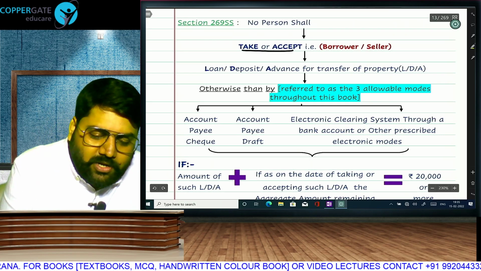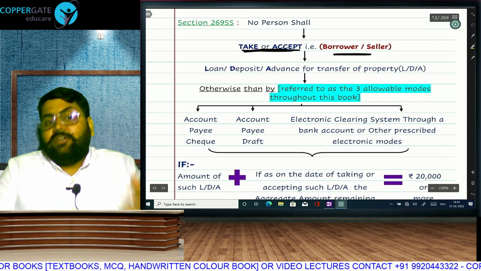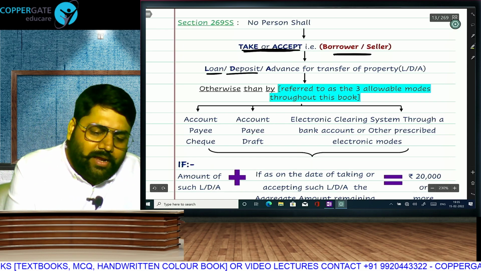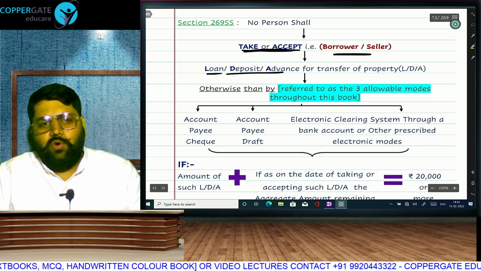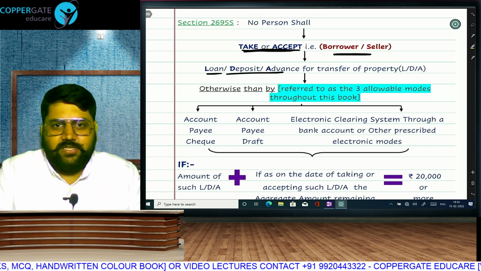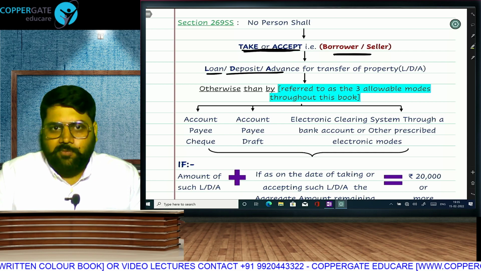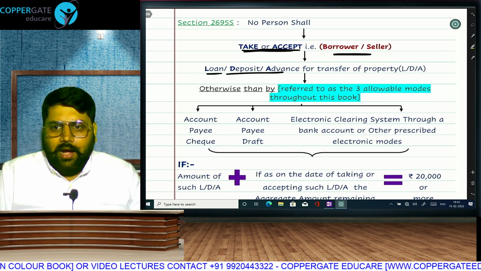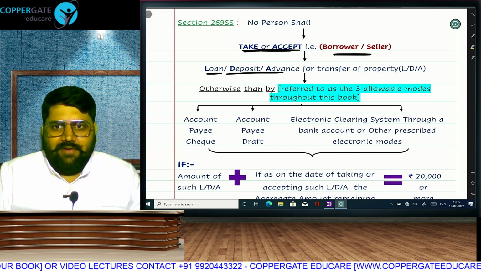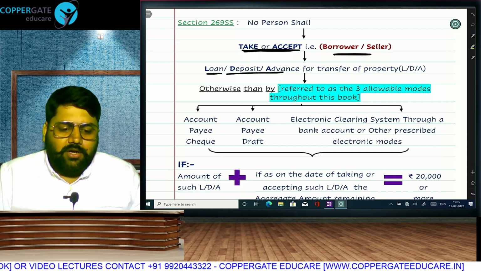No person shall take or accept, as I told you, this is on taking a loan, advance or a deposit, or an advance for sale of property, which we know by the name of token, otherwise than the 3 allowable modes. In the entire book, again and again you will find the term 3 allowable modes. What are we talking about?